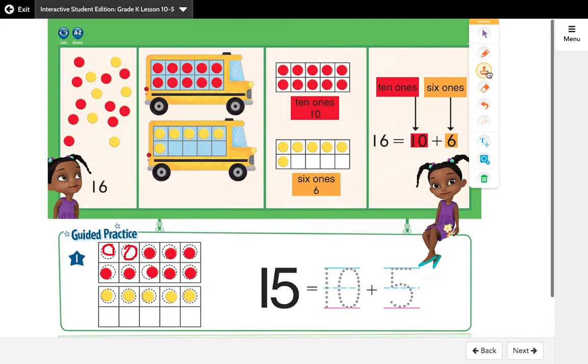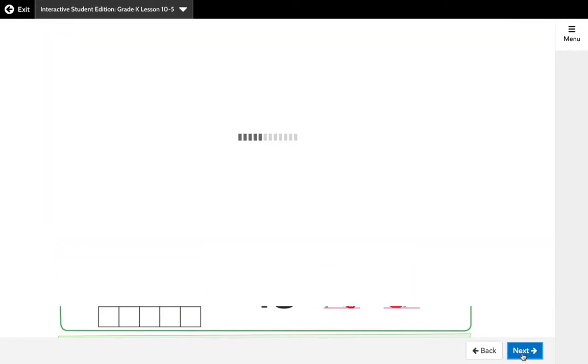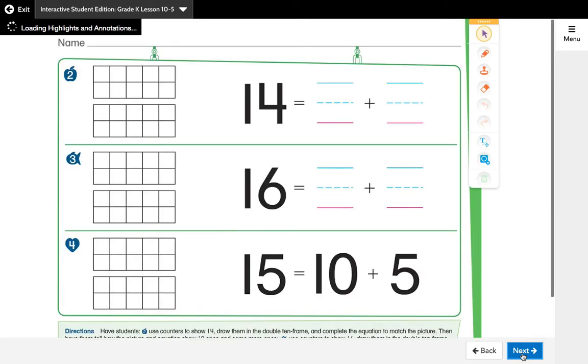Okay, so in this problem, they are breaking up 15. They do that by using a full 10 frame of 10 and a 10 frame only filled with 5. So again, the parts are 10 and 5, and that makes 15. Make sure they read the problem to you. 15 equals 10 plus 5. Okay, and then going into the next guided practice, remember you're doing guided practice with them. So this is something you're watching them do. You're making sure they're doing it right.